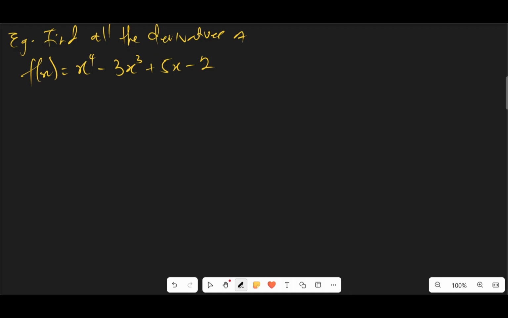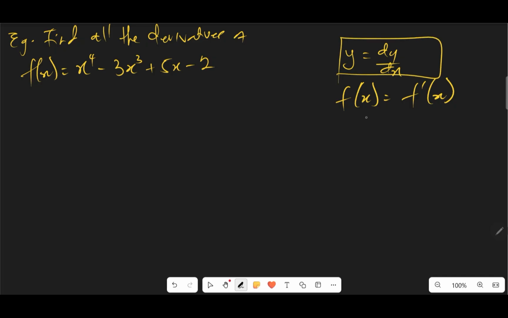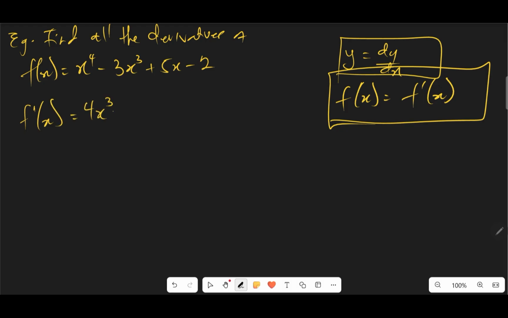derivatives. Now it can be written as, you see, because the question is in f of x. If the question was in y, we will say dy over dx. But because it is in f of x, we will call it f prime of x. It's the same thing. Is that okay? So I'll use f prime of x. That's the first derivative of this. I'm going to get 4x cubed minus 9x squared plus 5.